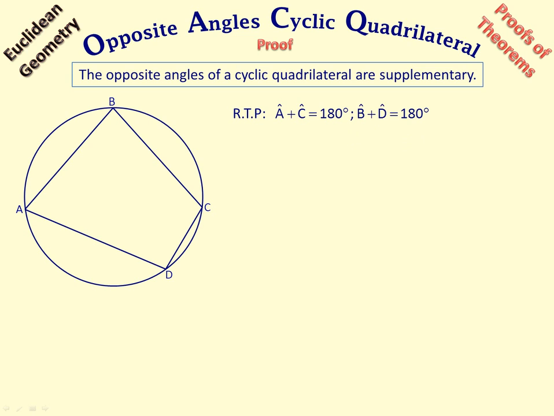Required to prove actually interprets the theorem into this diagram. While the theorem says opposite angles of a cyclic quad are supplementary, we're going to prove that A plus C are supplementary, and B plus D are supplementary. So that's the whole idea about required to prove.